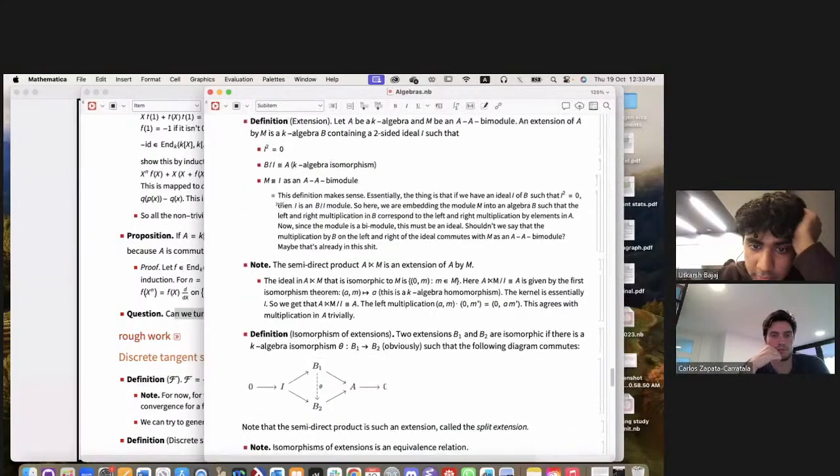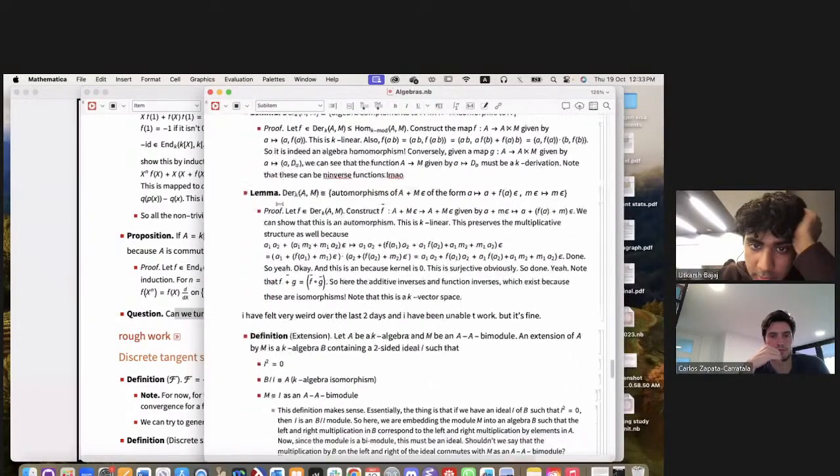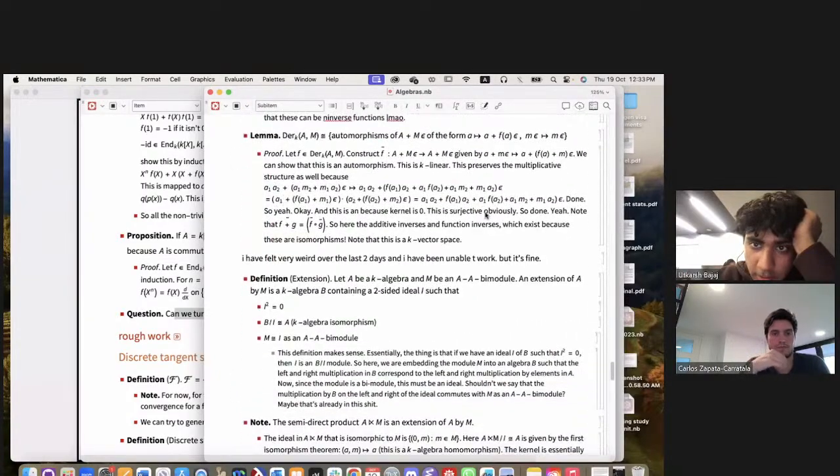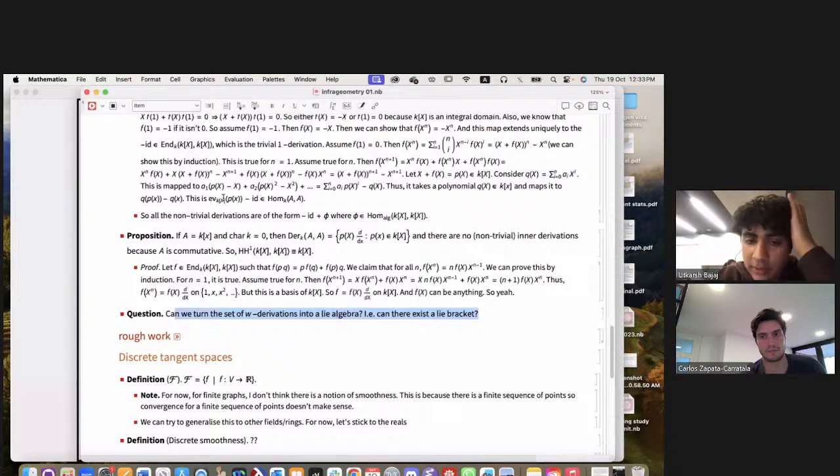And then there are some nice theorems about them as well. Like the set of all derivations is in bijective correspondence with the set of all automorphisms of this. Yep. Which makes a lot of sense. Yeah, I was trying to generalize these results, but it didn't work for some reason. Okay. Great.